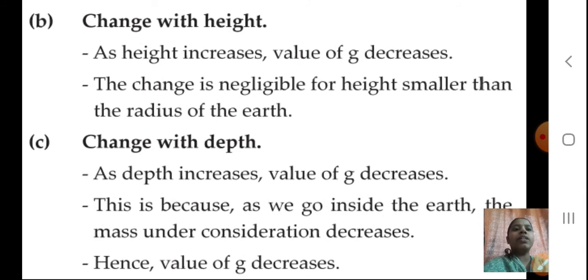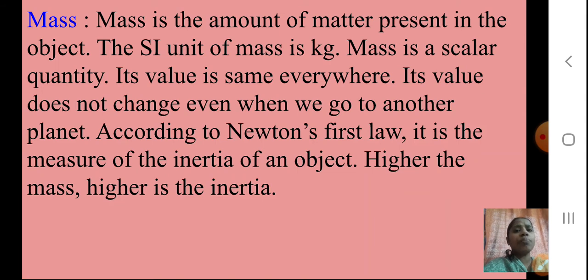We will continue. The next topic, students, is about mass. Now what is mass? Mass is the amount of matter present in the object. In simple words, it is the amount of matter present in any object. The SI unit of mass is kg, this you know. Mass is a scalar quantity, its value is the same everywhere. Its value does not change even when we go to another planet.